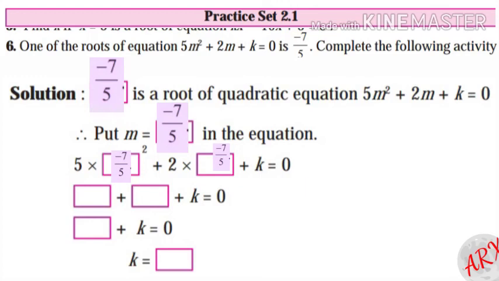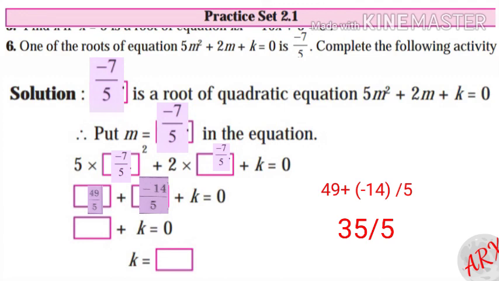So it will be 49 upon 5 plus 2 into minus 7 upon 5 will be minus 14 upon 5 plus k equal to 0. Now as denominator is same, we can simplify the equation. 49 plus in bracket minus 14 upon 5 plus k equal to 0. Now 49 minus 14 will be 35. So equation will be 35 upon 5 plus k equal to 0. After simplification we will get 7 plus k equal to 0. Shift 7 towards the right hand side. So k will be minus 7.